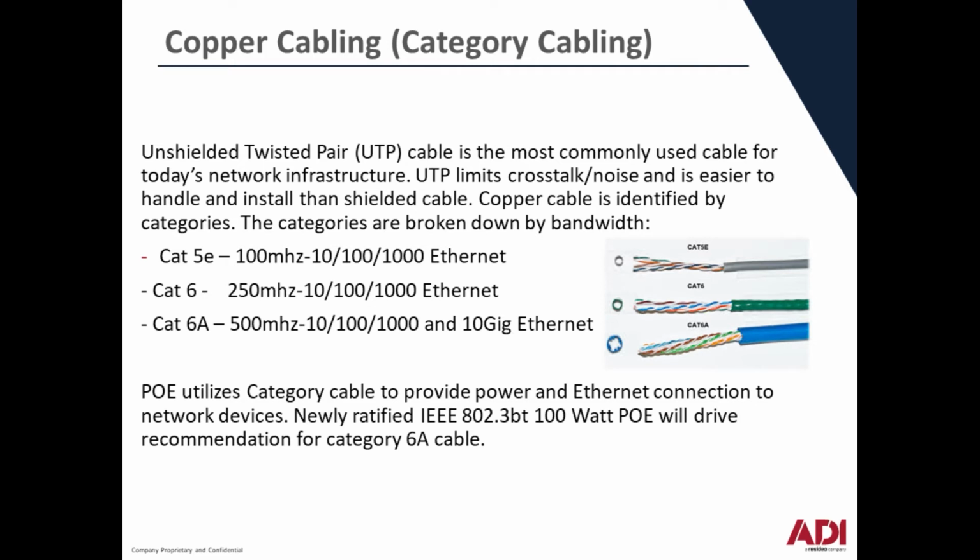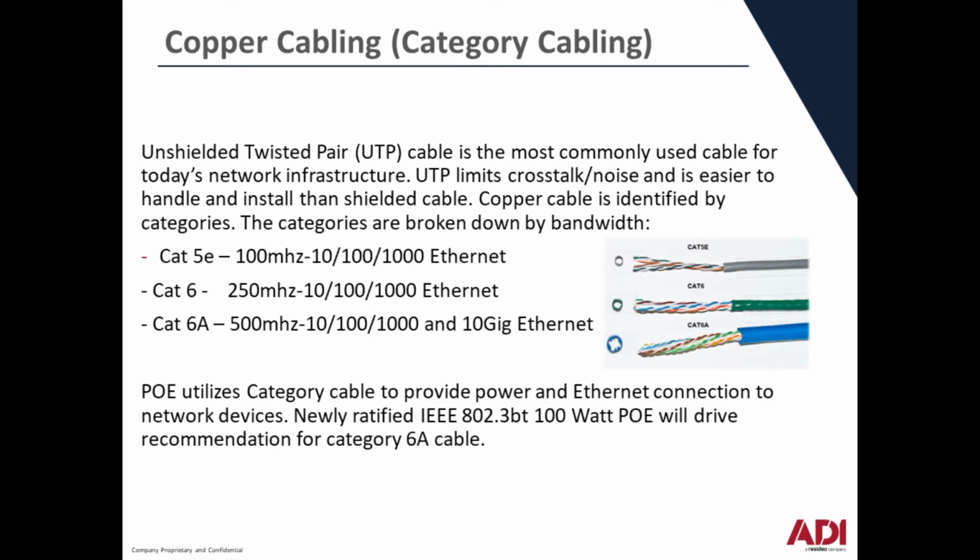Unshielded twisted pair or category cable is the most commonly used cable for today's network infrastructure. Copper cable is identified by three distinct categories: Cat5e, Cat6, and Cat6a. Each category offers its own specific set of features and benefits. Our sales team can help you find the right cable for your particular project.